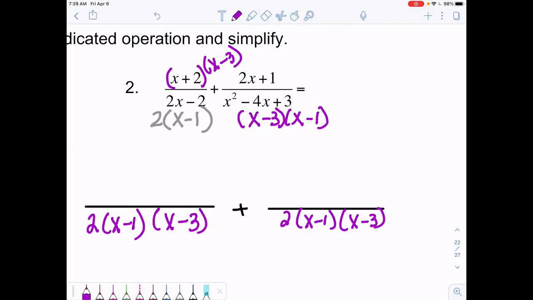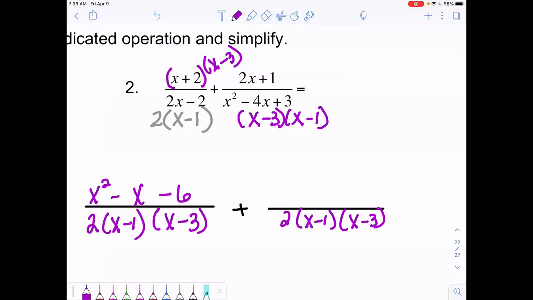So Jaden, when you take x plus 2 times x minus 3, what do you get there? X squared, that'd be negative 1x. And minus 6. Good. So that is our new numerator. We multiplied it by the missing piece, essentially, the part that wasn't there, because that was part of the other denominator. But to have a common denominator, I needed that piece.